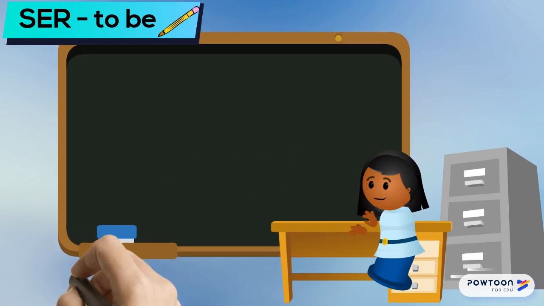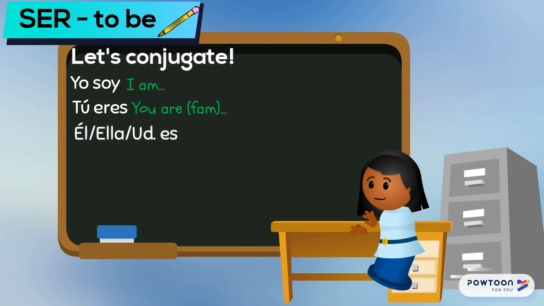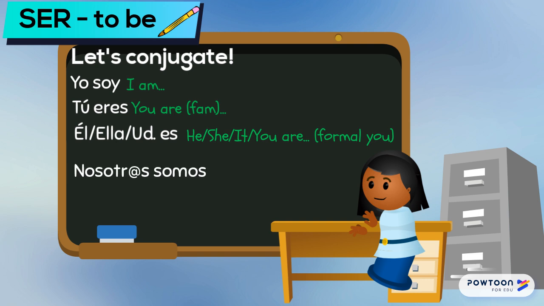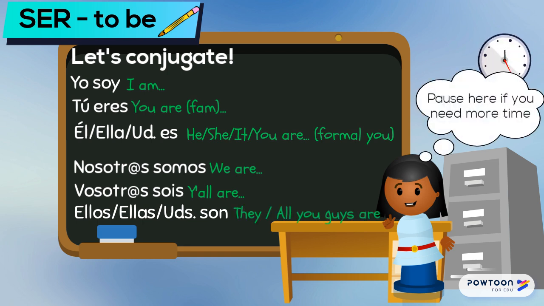Let's look at the different forms of ser. We have yo soy, I am. Tú eres, you are. This is the familiar form of you. Él, ella, usted, es. He, she, it, and you are. And this is the more formal way to say you. Nosotros, nosotras somos, we are. Vosotros, vosotras sois, y'all are. And ellos, ellas, ustedes son, they are, or all you guys are.